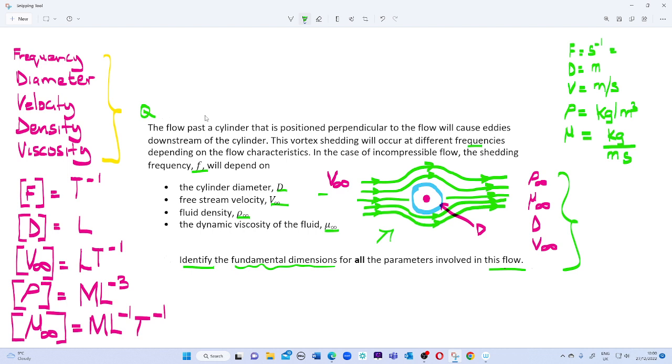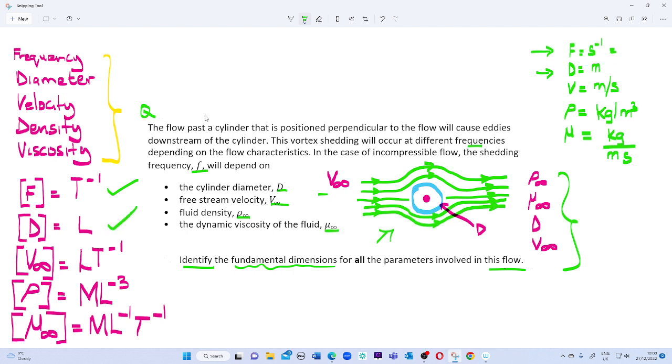The fundamental dimension of the frequency is 1 over hertz, that is 1 over seconds. So that gives us 1 over T. The fundamental dimension of the diameter of the cylinder is in meters. So that gives us L, length.